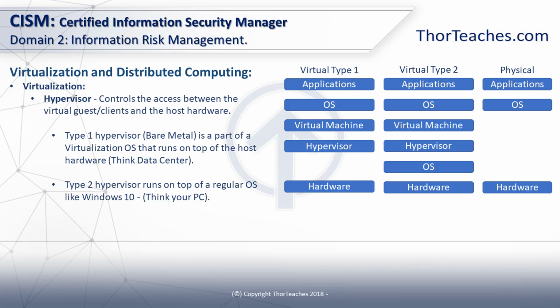A Type 1 hypervisor, or bare metal hypervisor, is what you'd see in most data centers. They have a hypervisor engine on top of the hardware, and then on top of the hypervisor, all the virtual machines are built. These are the rack-mounted units. The common virtual servers are 2, 4, 8, or 12 rack units high.